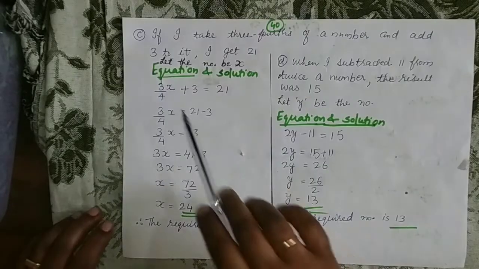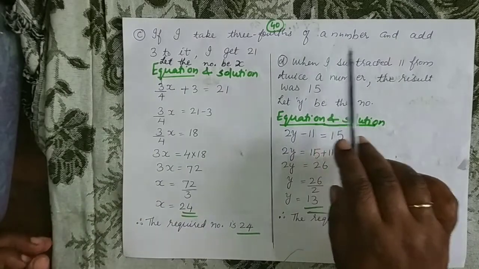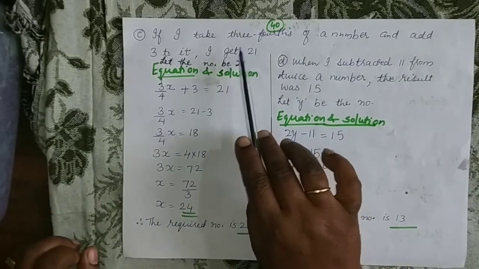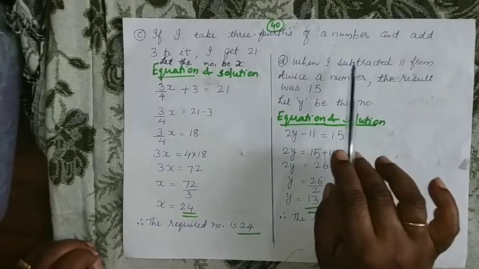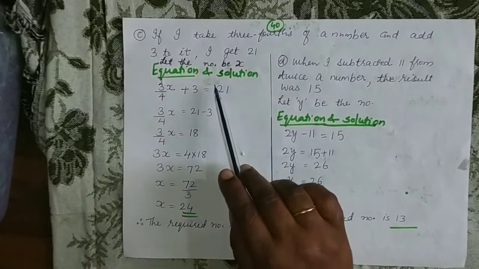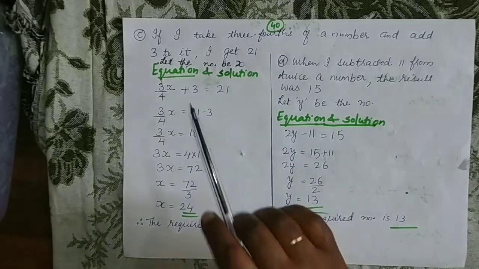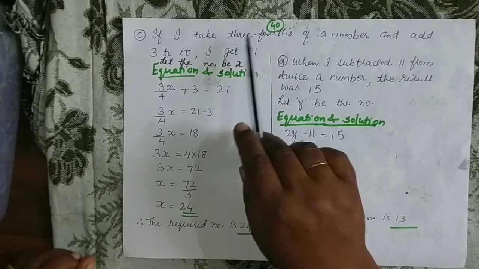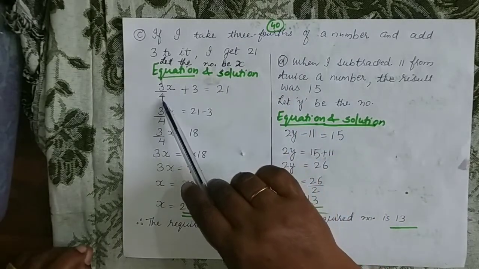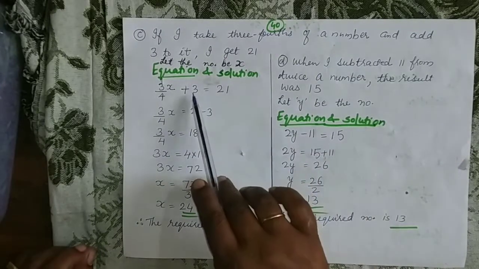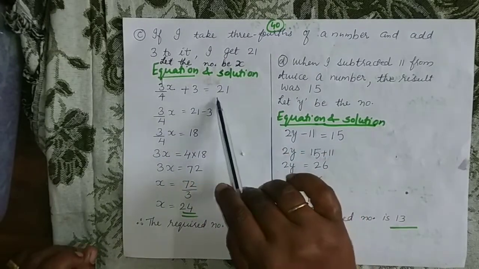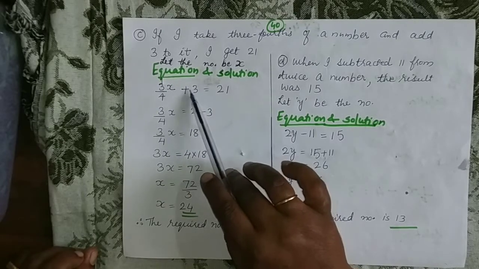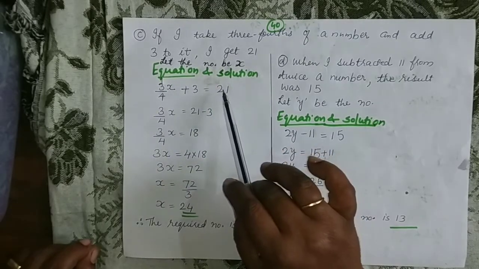35. Now see, C. If I take 3/4 of a number and add 3 to it, I get 21. This is the statement. Okay, we are assuming the number to be x. What do we have to do, how to form the equation? 3/4 of the number means 3 by 4x. Then what do we have to add? 3. Then what will you get? 21. So we got the equation: 3 by 4x is our number. With that we are adding 3. So plus 3 which is equivalent to 21.